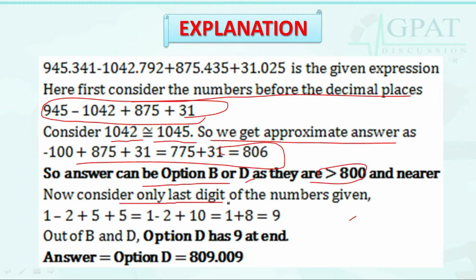Now consider only the last digit of the numbers given, that is 1 minus 2 plus 5 plus 5, that is 1 minus 2 plus 10. So 1 plus 8 is 9. So out of B and D, option D has 9 at the end. So the answer will be option D, that is 809.009.